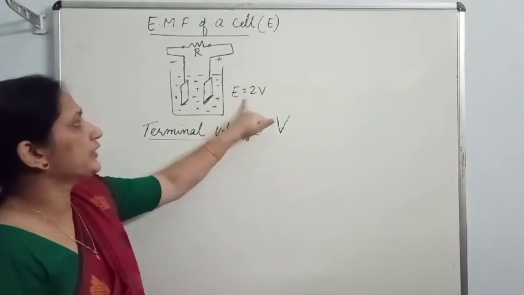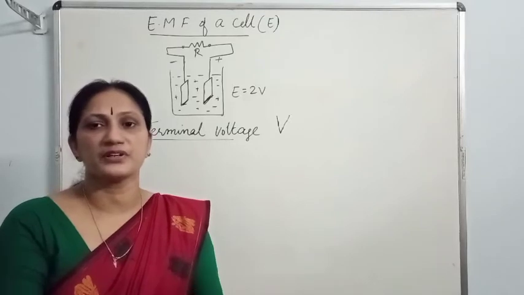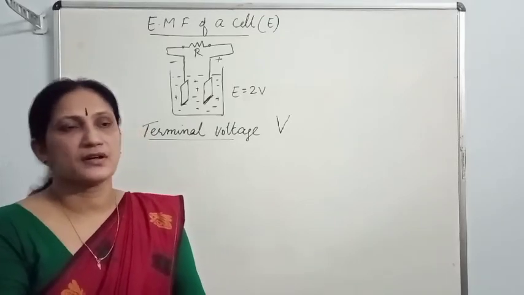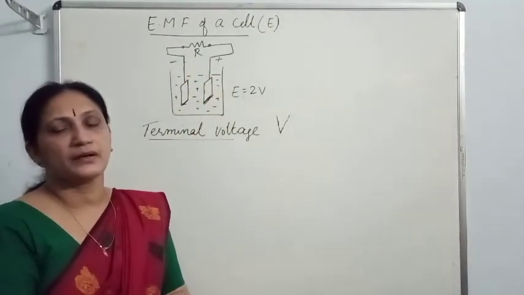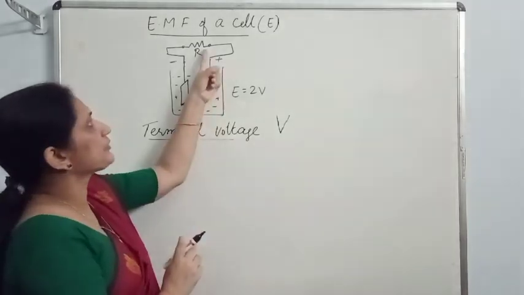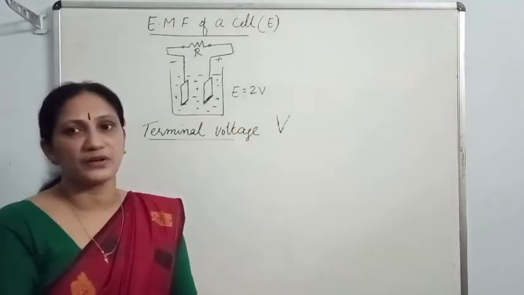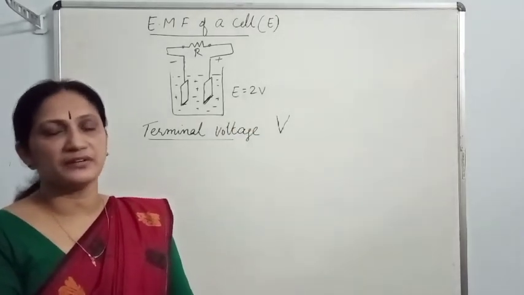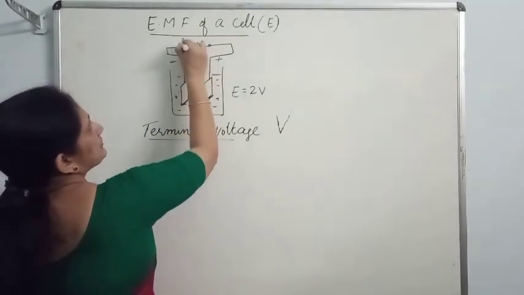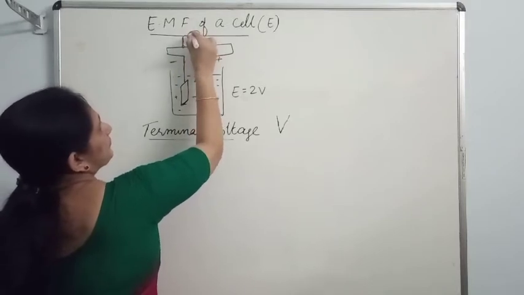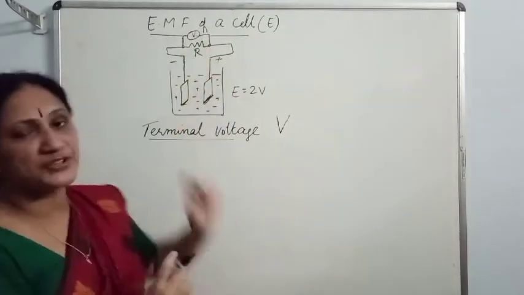In this example, I told this cell is of 2 volt. That means the cell can provide a potential difference of 2 volt. And when you use the cell, as I have shown here in the figure, if you measure how much potential difference this resistor gets, it will be less than 2 volt only. How will you measure the potential difference available across this resistor? For that you have to connect one voltmeter here. Across this resistor, connect a voltmeter.